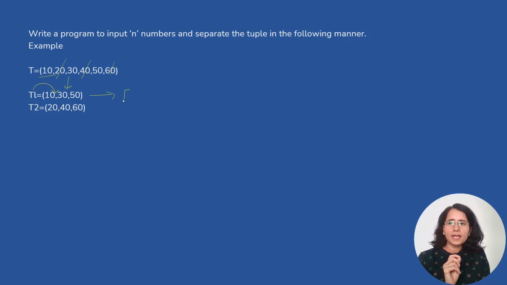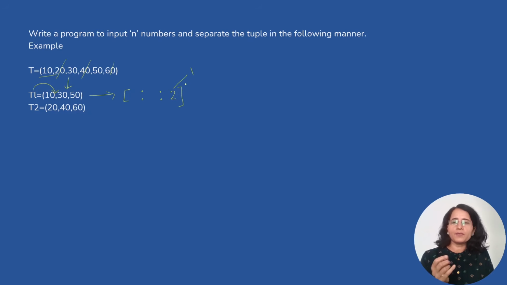So how can we write slicing for this? Anyhow we are scanning the whole tuple, so I can skip the starting and the ending part, and we have to mention the step here too, so the step will be 2 because we skip one element in between. So skipping one element in between and considering all other elements, we will get tuple 1.